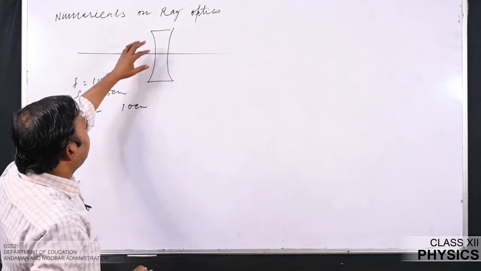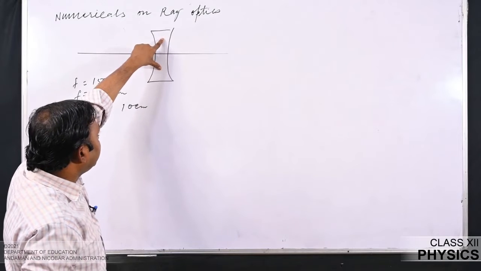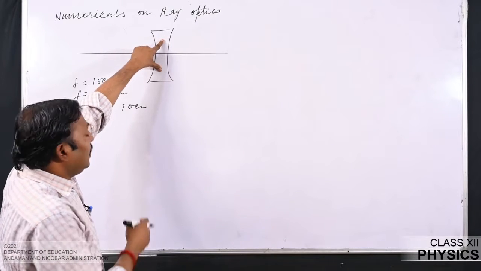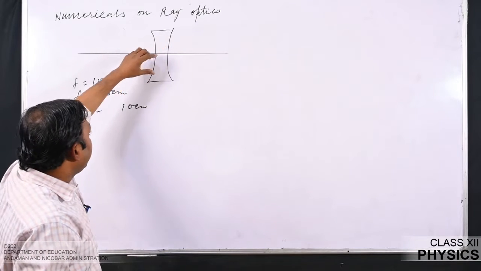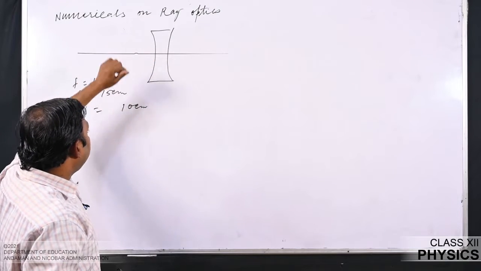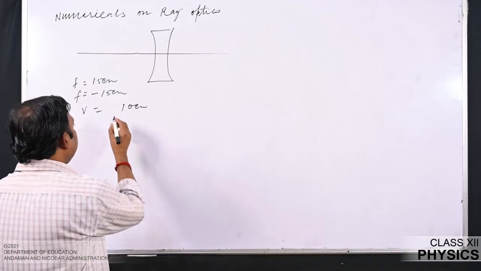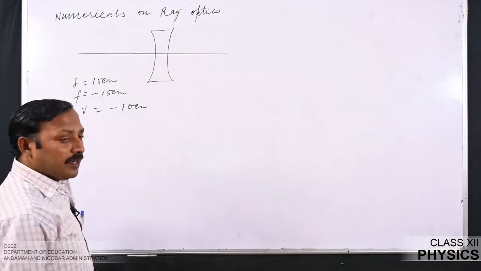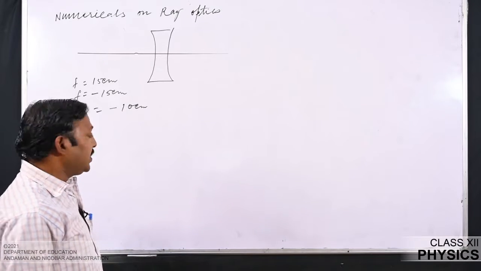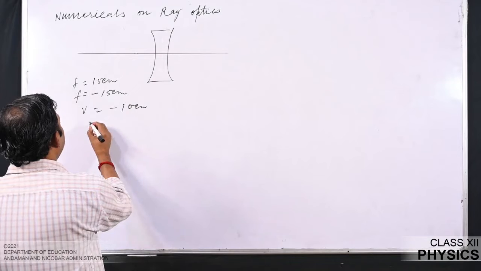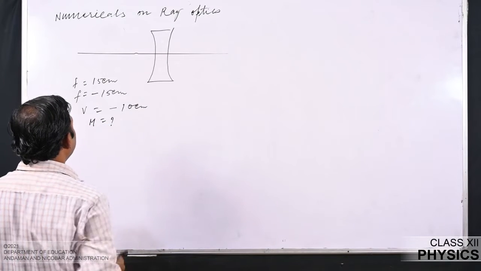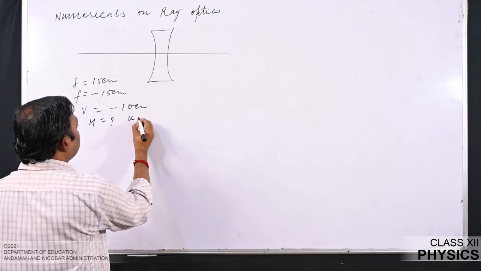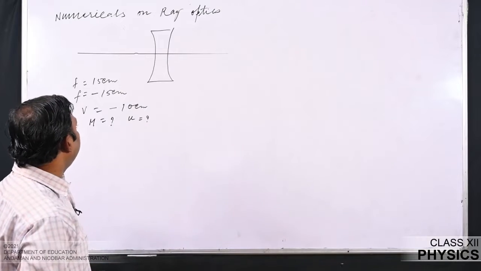Now for the case of concave lens or diverging lens, the image comes out to be virtual. Therefore, V is to be taken as negative. Now we need to find out the linear magnification M. For finding the linear magnification M, we must need the value of U. So let us find the value of U first.